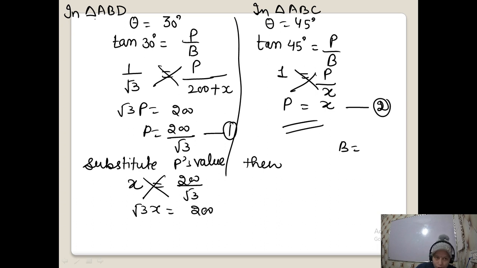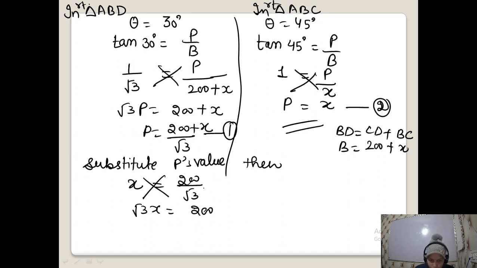When we solve triangle ABC, right, and triangle ABD, then we have to take the base, that is 200 plus x, meaning CD plus BC. Then we will get BD, the whole base. So that's why we have to write here 200 plus x.